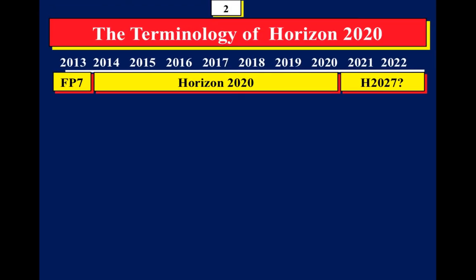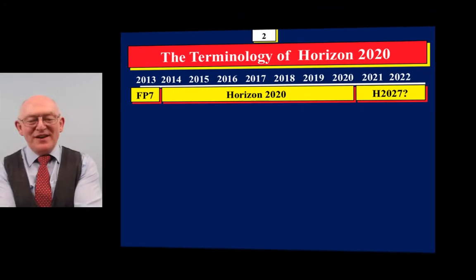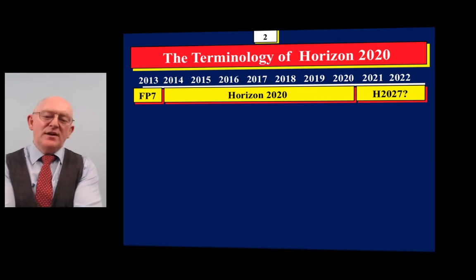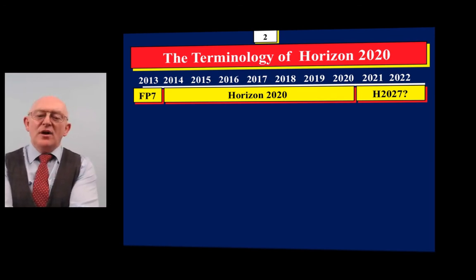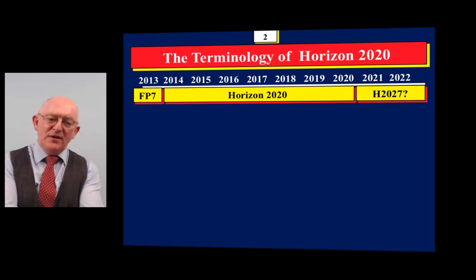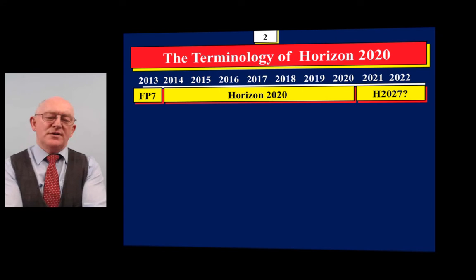Now, Horizon 2020 is the name of the European Union's Research and Innovation Programme. It started on the 1st of January 2014 and it will finish at the end of 2020. Now, the previous programme was called Framework 7 and that finished at the end of 2013. Now, the period 2014 to 2020 is the period when the calls are published.